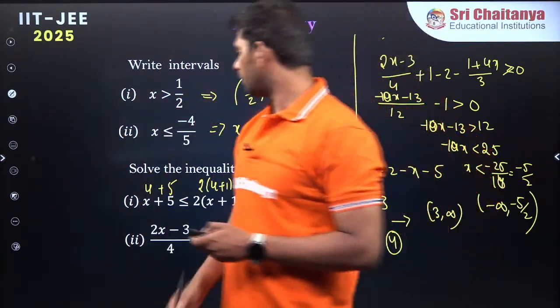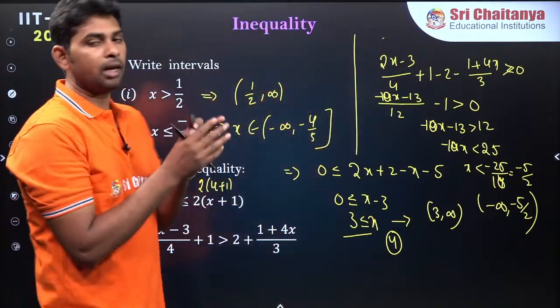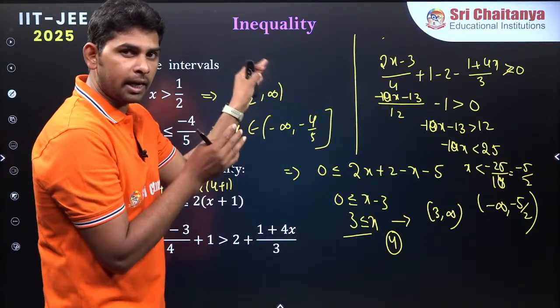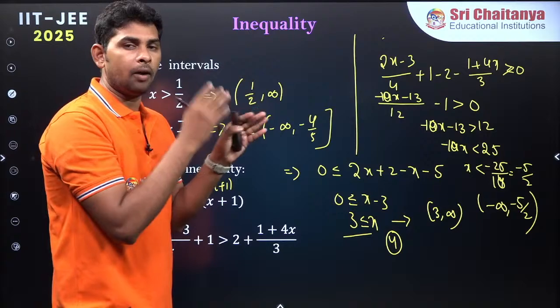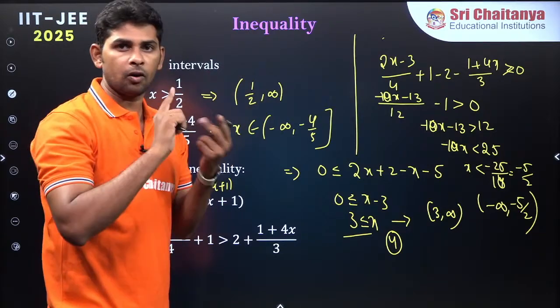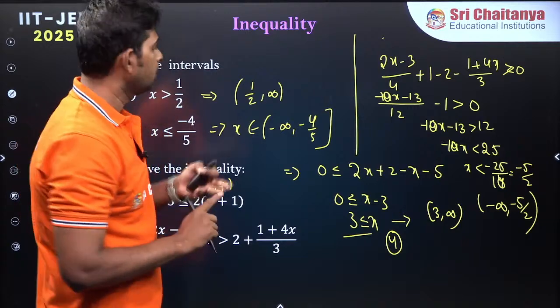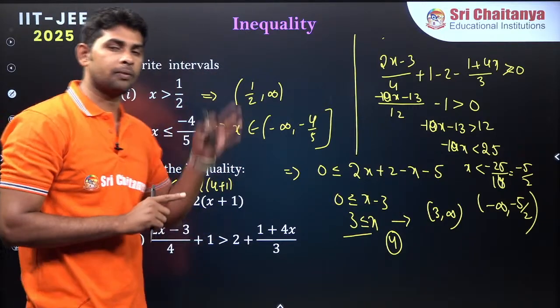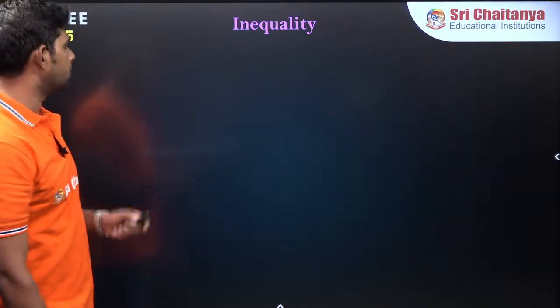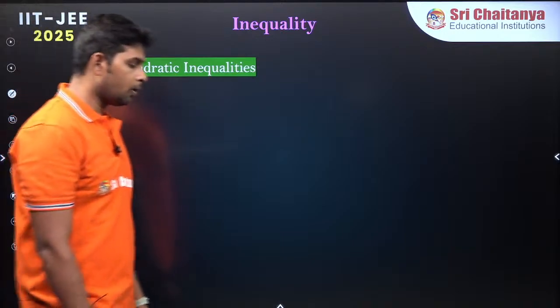Very nice. Right. So let us see if they are giving a quadratic expression on the left side and there is an inequality, how we are going to solve, whether it is greater than 0 or lesser than 0 or greater than or equal to 0, less than or equal to 0. When we have these kinds of inequalities for quadratic expressions, how we are going to solve that. So quadratic inequalities we are taking now.